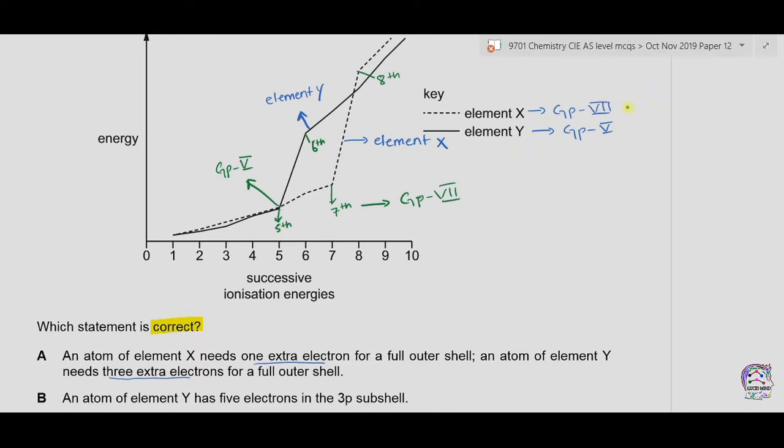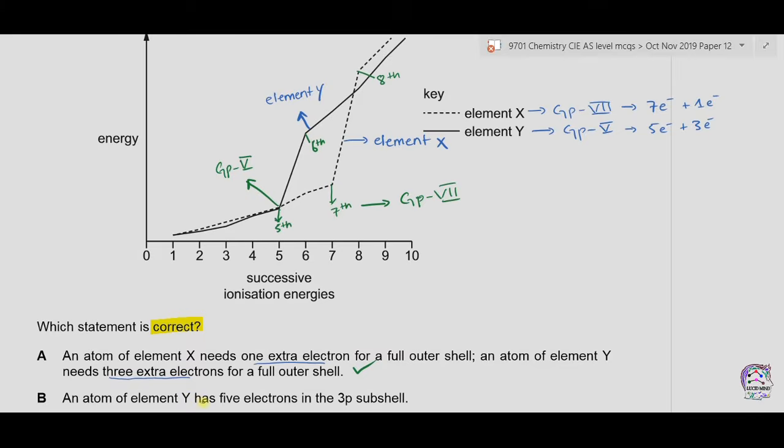So element X has 7 electrons in the outermost shell and in order to complete the octet it just needs 1 electron. While element Y is in group 5, so it has 5 electrons in the outermost shell and in order to complete the octet it will need 3 more electrons. So this is in correspondence with statement A, therefore statement A seems to be true.